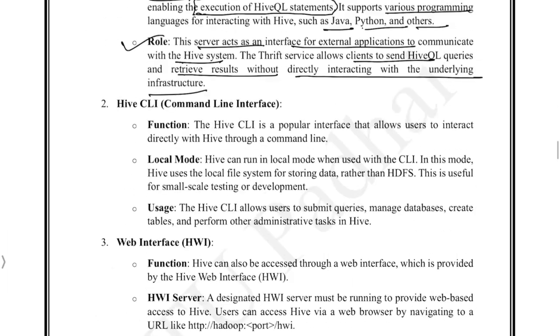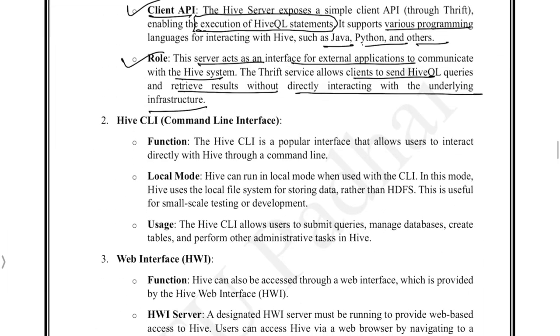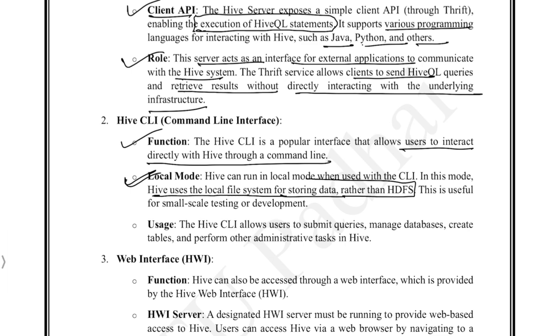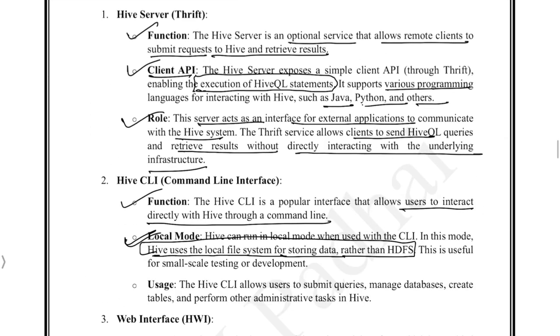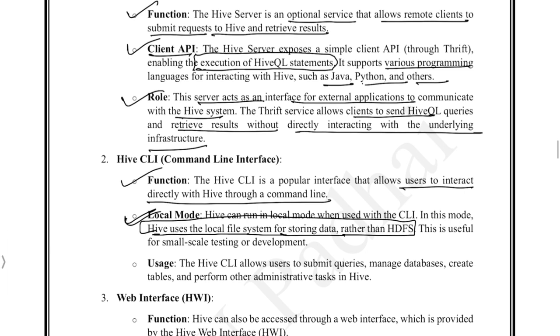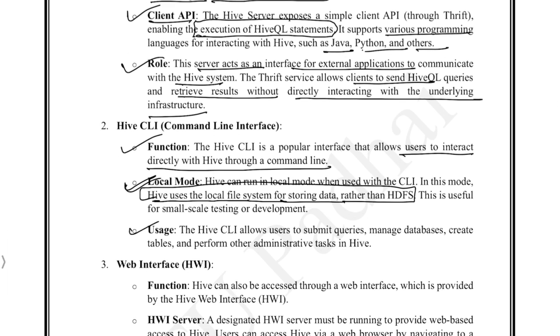Next is the Hive CLI, the command line interface, which allows users to interact directly with Hive through the command line. Now what is the local mode? Hive can run in local mode. When used in this mode, Hive uses the local system for storing the data rather than HDFS. So in CLI mode, you make use of the local file systems for storing the data, and it's mainly used for submitting queries, managing databases, creating tables, and performing all the administrative tasks.